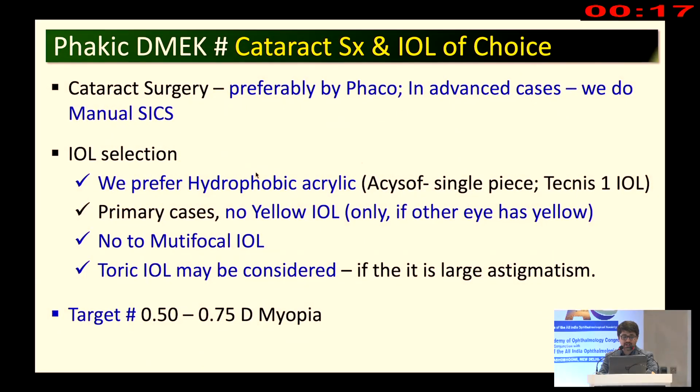So for phakic DMEK, and if you're doing a triple procedure, the IOL of choice is definitely a hydrophobic acrylic. Usually we prefer a clear lens, because yellow lenses will cause some contrast dip, and many times these patients have some corneal haze, which will compound the effect. Definitely no to multifocal IOLs. Toric IOLs can definitely be considered if there is a very high degree of astigmatism. Low degree astigmatism in the presence of corneal edema is not very easy to measure. And always target a myopia of 0.5 to 0.75 to compensate for the hyperopic shift that corneal edema causes.